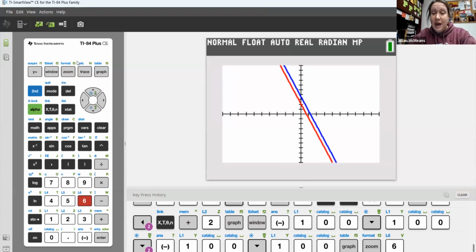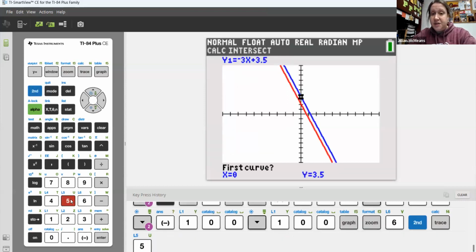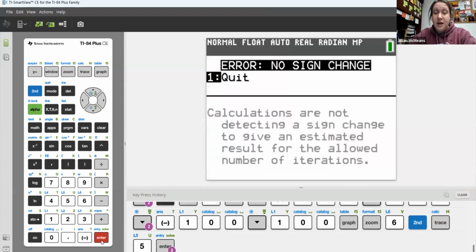So remember, we want to go to the calc screen. To get there, we go second trace. So second trace, I want to go to intersect. It's going to say, hey, am I on the first curve? Yep, so hit enter. Hey, am I on the second curve? Yep. Hit enter. Do you want me to guess? And oh no, you get an error. Okay, so that's telling you that these two lines don't intersect.